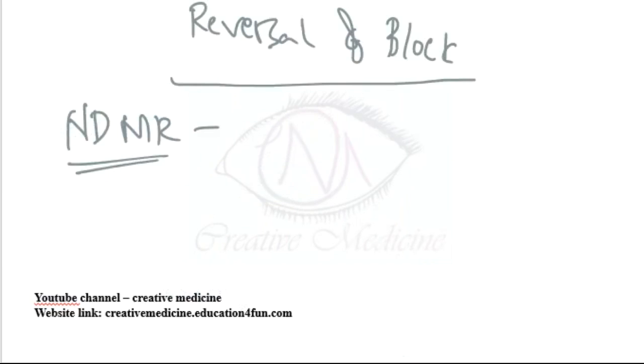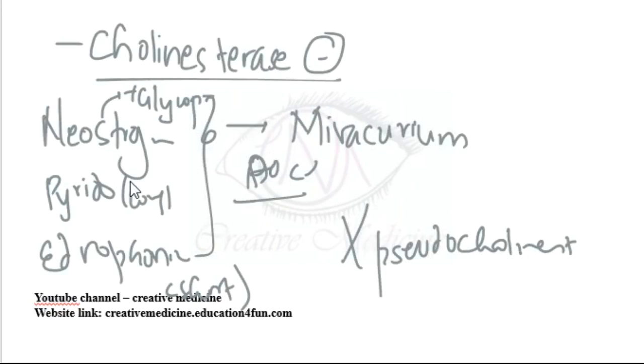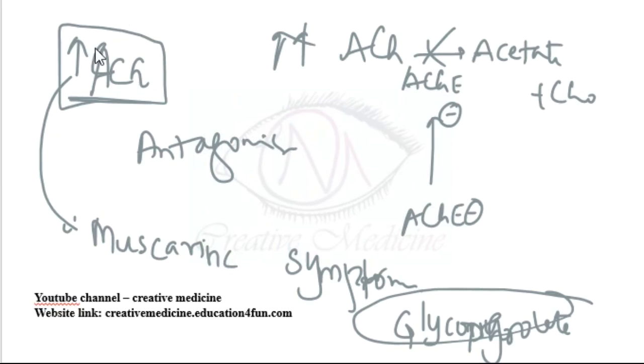Summary about the reversal agents. Reversal of block is done by cholinesterase inhibitors like neostigmine, pyridostigmine, and edrophonium, which are the reversal of choice for the non-depolarizing muscle relaxants. Especially edrophonium can be used for mivacurium. With neostigmine, glycopyrrolate is added, and pyridostigmine is long acting and edrophonium is short acting. But these do not inhibit pseudocholinesterase. Because these cholinesterase inhibitors will increase the acetylcholine, there are muscarinic symptoms. To counteract them, an anti-muscarinic agent like glycopyrrolate or atropine is administered to the patient along with these agents.